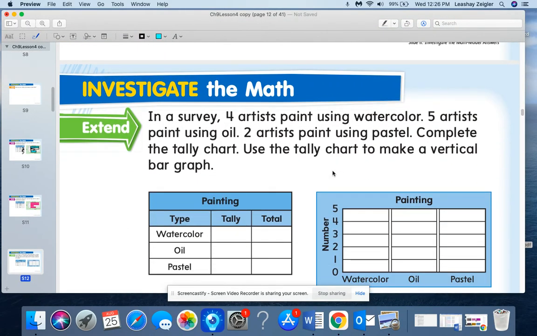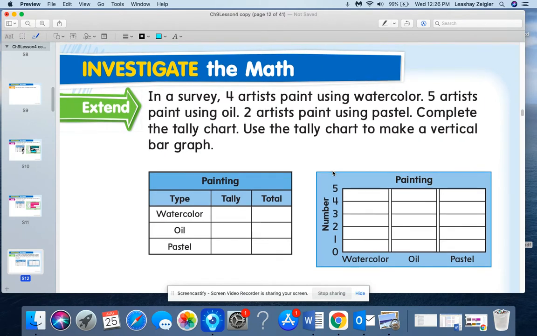So it says in a survey, 4 artists paint using watercolor, 5 artists paint using oil, 2 artists paint using pastel, and complete the tally chart. And then it says use the tally chart to make a vertical bar graph. Remember, vertical is up and down. So let's go here. We're going to make tally marks. Our waters are 4 artists do watercolor. So I need to do 4 tallies.